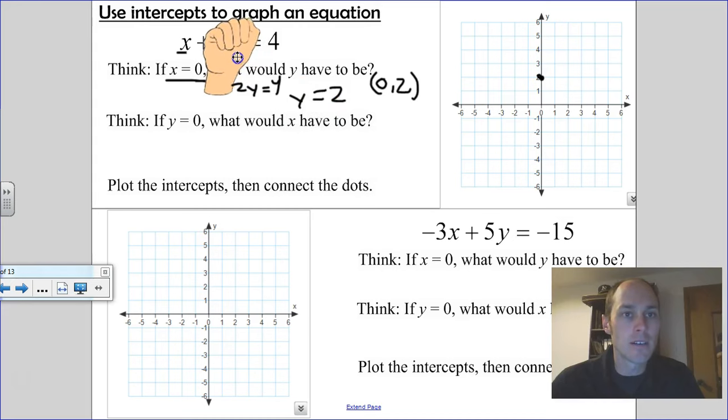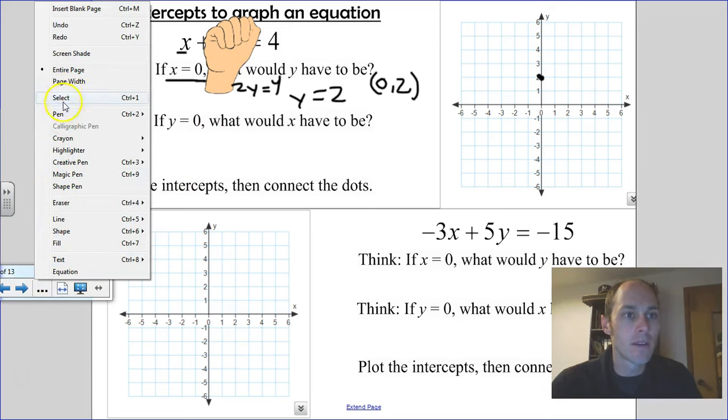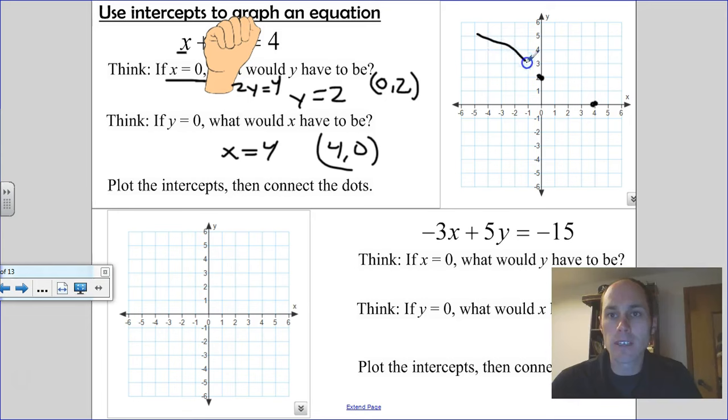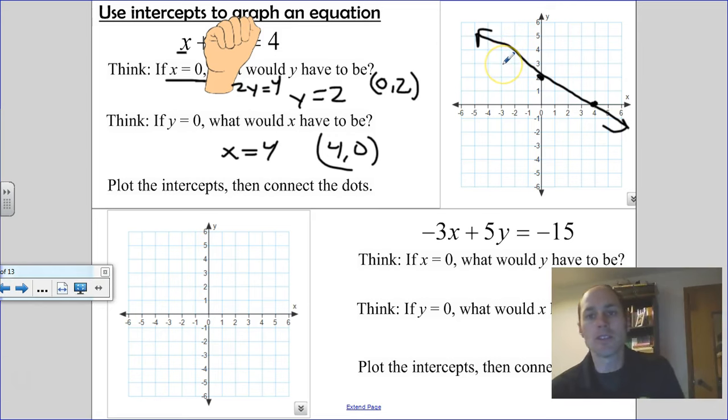Then, if y is 0, so substitute y for 0, well, 2 times y is nothing. X is 4. So if x is 4 and y was nothing, there's another ordered pair, 4, 0. And then once we have those intercepts plotted, we can connect the dots, because that will give us all of the points on the equation just from those 2 points, the y-intercept and the x-intercept.